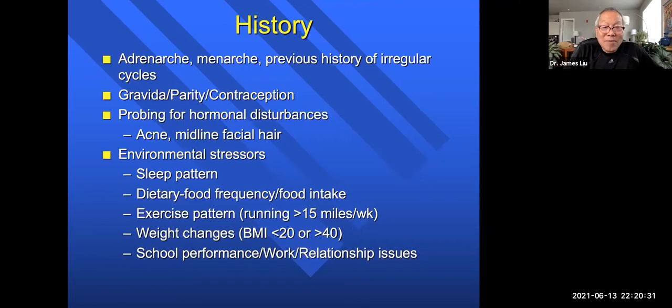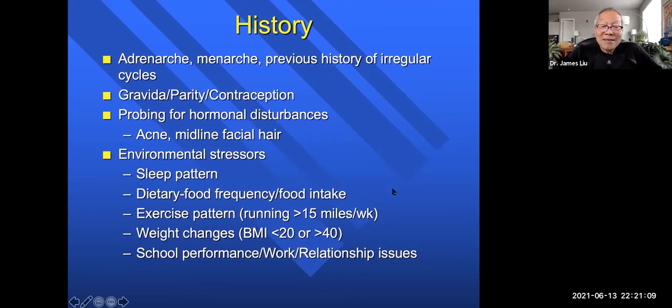Weight changes are a major issue. I always obtain a BMI, and I am concerned when the BMI is less than 20 or greater than 40. There is an ethnic component to this, as we see women of different races. Obviously, BMIs of less than 20 in an Asian may be normal, but in a Caucasian may not be. And BMIs greater than 40, we sometimes will see women with no disturbances in their menstrual cycles, especially the African Americans in the United States.